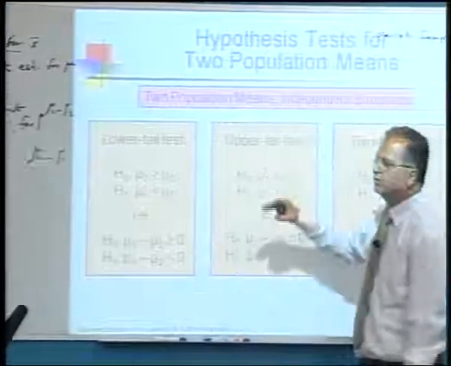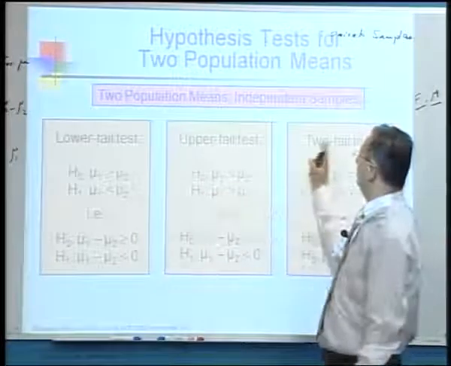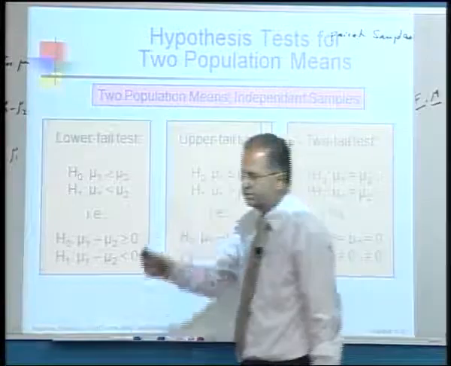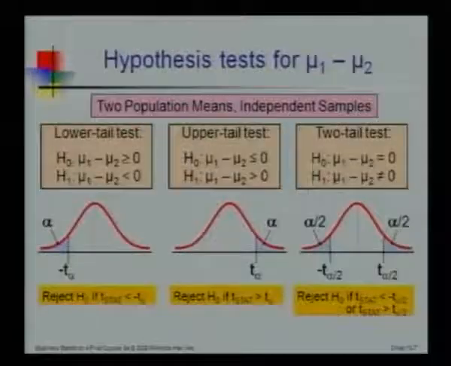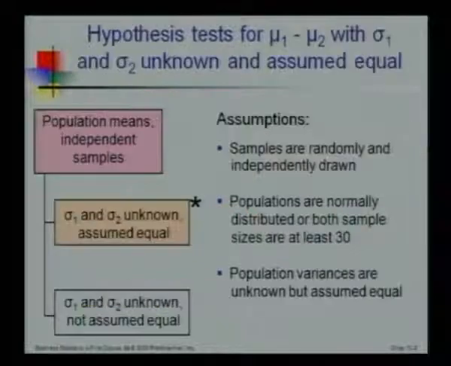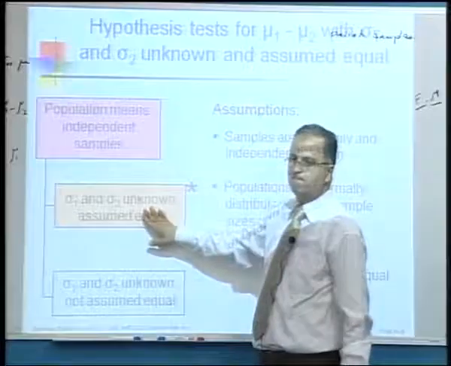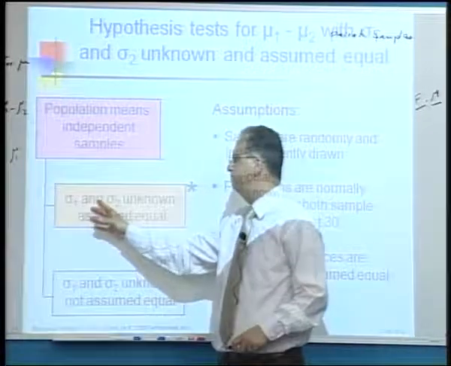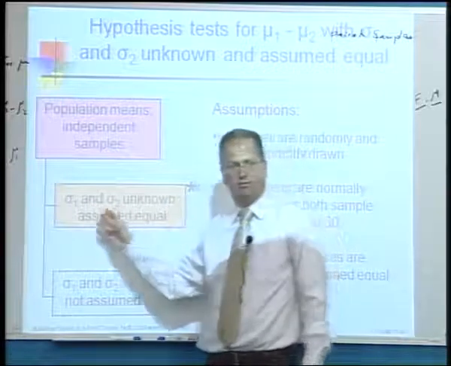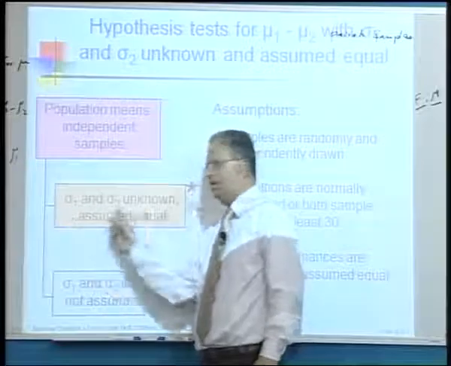Again, we have to formulate or state carefully the null and alternative hypotheses for both cases, two-tail and one-tail tests. And the rejection regions, I think, are straightforward. Now, let's see what the assumptions are in this case. If the two sigmas are unknown and we assume they are equal, both population standard deviations are unknown, and we assume they are equal.